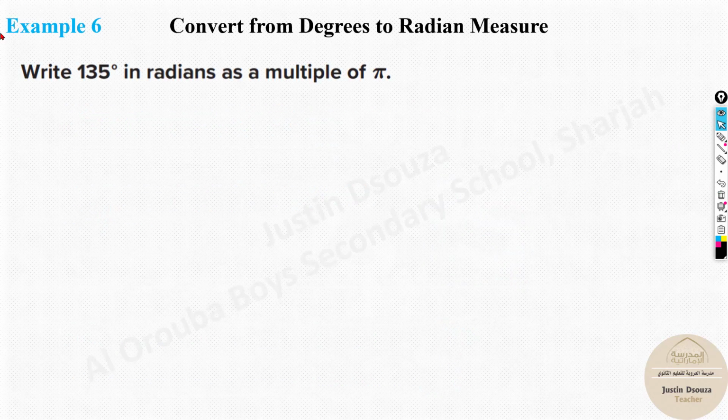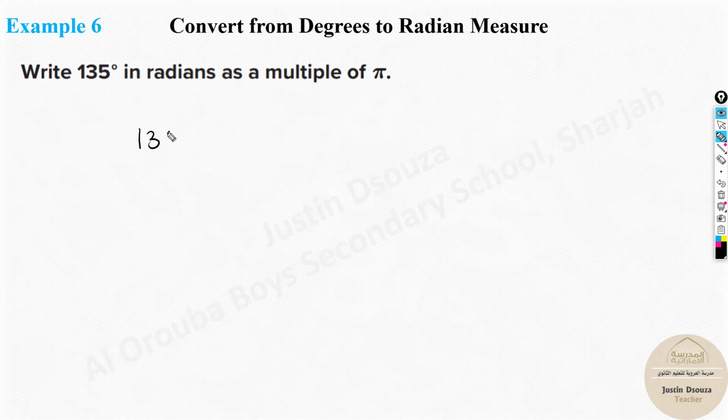You might have noticed this is example 6. We have not yet done example 5. We'll do it at the end of this lesson because the concept of pi to radian, radian to pi is very crucial for that particular example. Now here write 135 degrees in radians as a multiple of pi. Let us start solving this first.